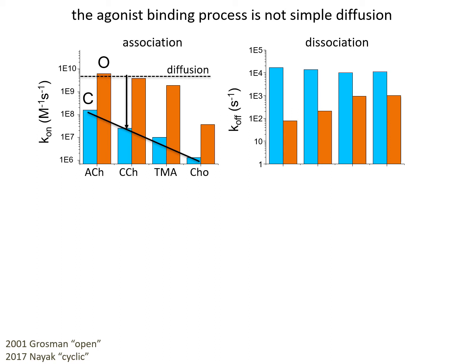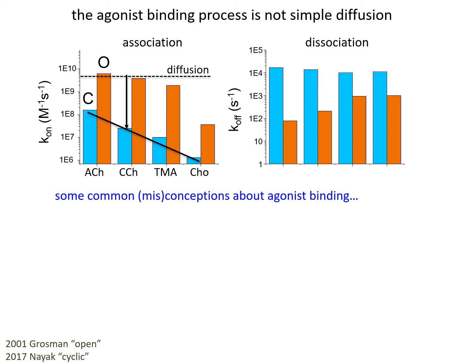So that is an empirical observation that was first looked into in 2001 by Claudio Grossman and shown in the citation down below, but analyzed in more detail in 2017. So this is, I think, a very robust finding for these 4 agonists at 3 different kinds of binding sites.